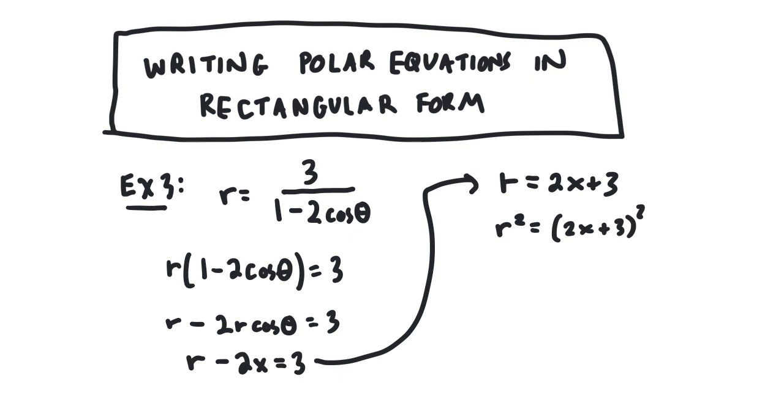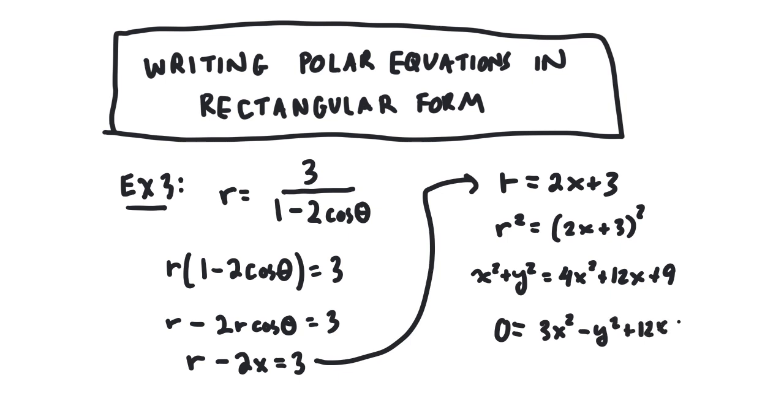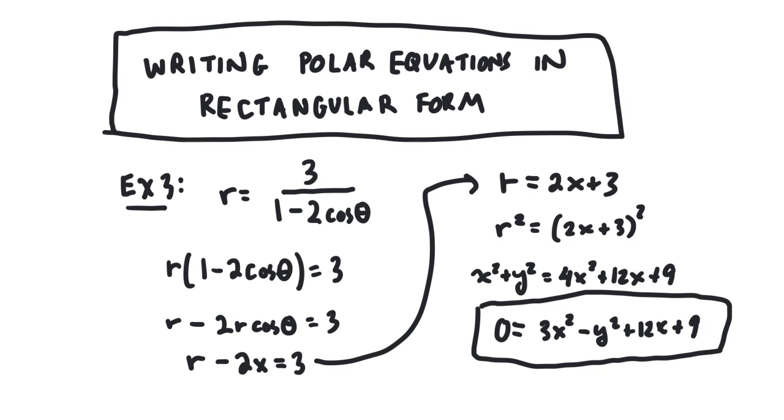And r squared, of course, is x squared plus y squared. And when I square the binomial on the right-hand side, I'll get 4x squared plus 12x plus 9. And now maybe I'll put everything on the right-hand side of the equation, and it'll say 3x squared minus y squared plus 12x plus 9. And you could write that in some different forms if you like. And if you're familiar with graphing hyperbolas at all, you might recognize that that's a hyperbola because of the different signs on the coefficient of the x squared and the y squared term.